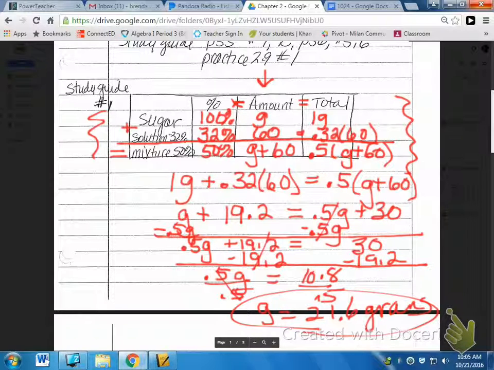It says how many grams of sugar. Make sure it doesn't say how many of each thing or something like that. Of course, they already told us that the 32% was 60, so we already knew that. But in this one, it was asking how many grams of sugar. So 21.6 grams. Okay, we have done one.